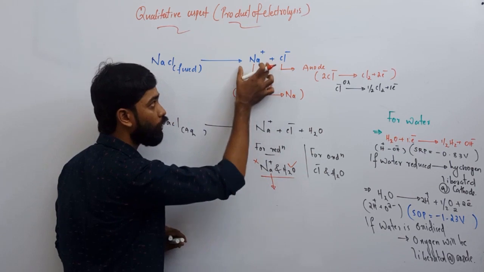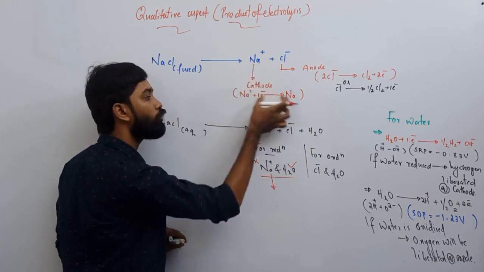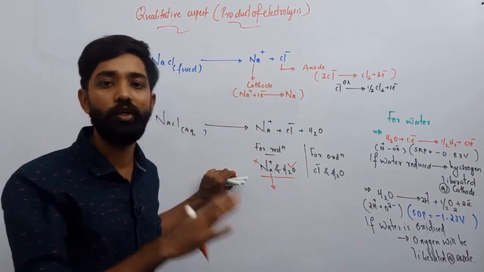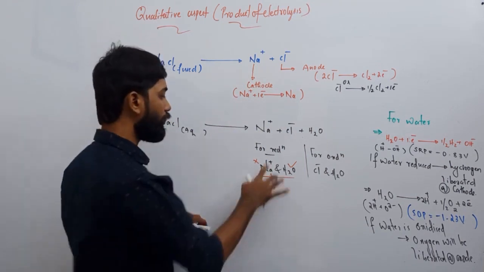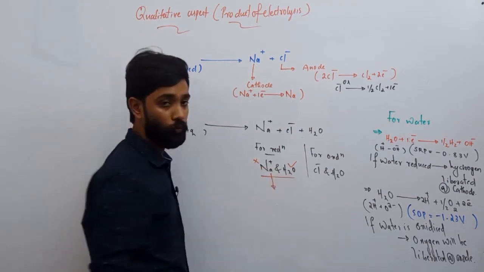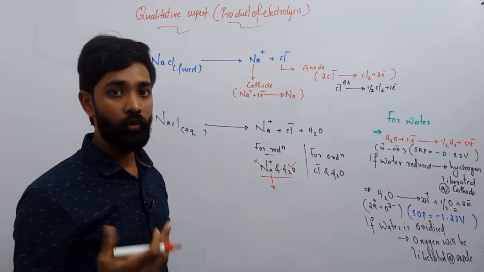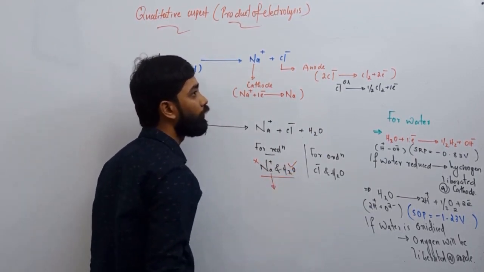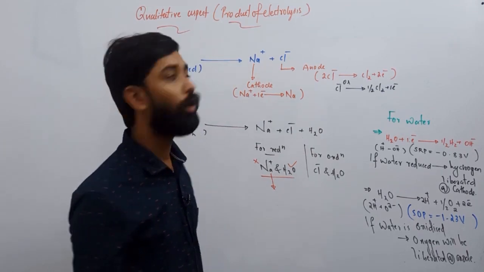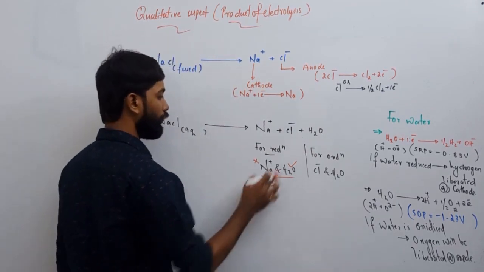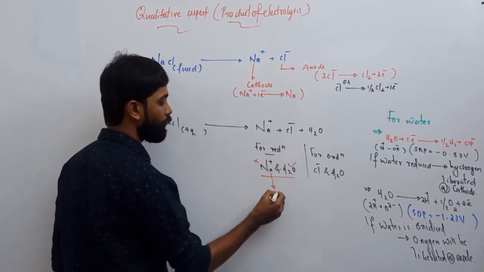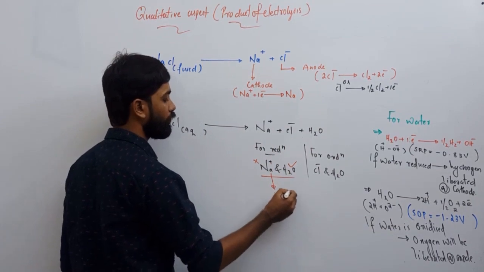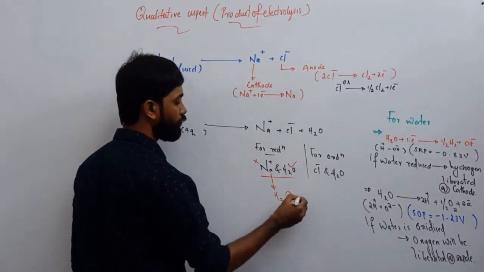So here there is no competition. So Na+ should reduce and it should be deposited at your cathode. But here is a competition between your Na+ and H2O, right? So I simply said that in this competition, water will win, so that hydrogen will be liberated at a cathode.